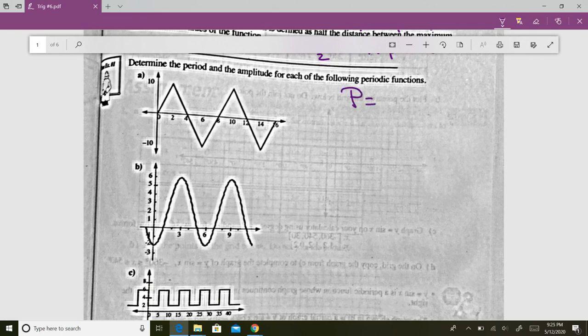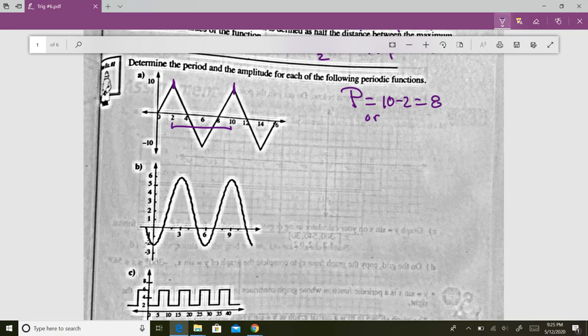Period. How often does it repeat? Well, you can go peak to peak. So what's the distance between the 2 peaks? 10 to 2, or 2 to 10. So it's 10 minus 2, which is 8. So that has a period of 8. I don't know what those units are, but that doesn't matter.